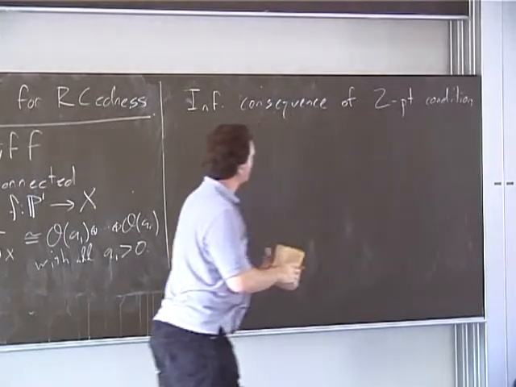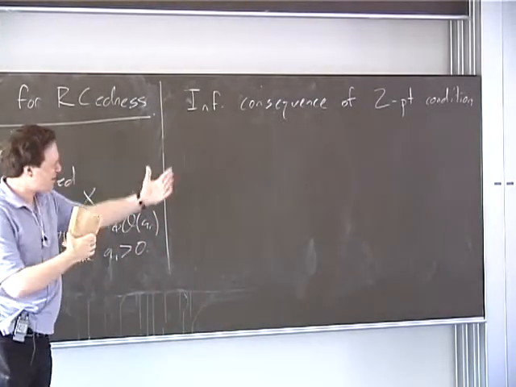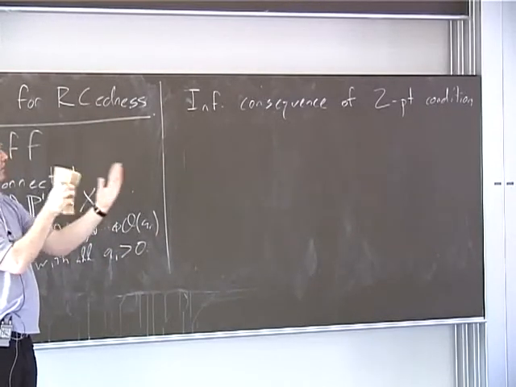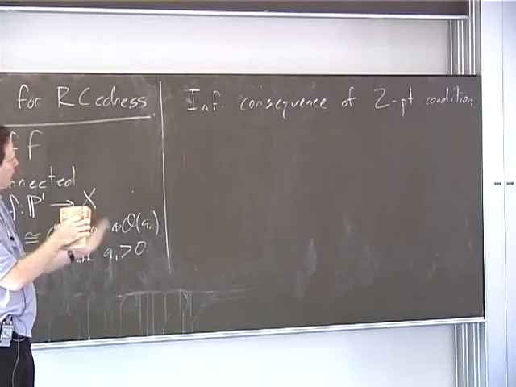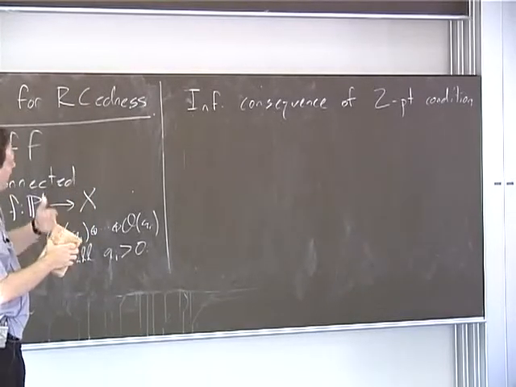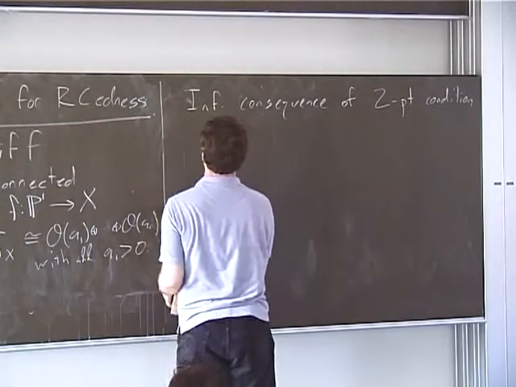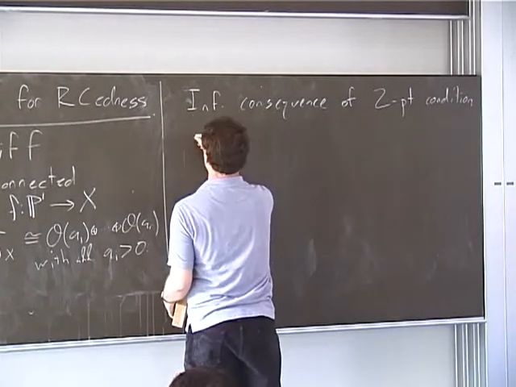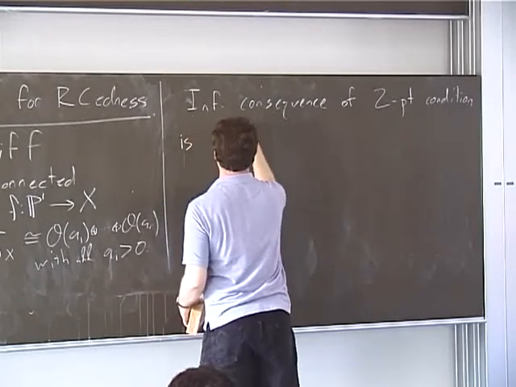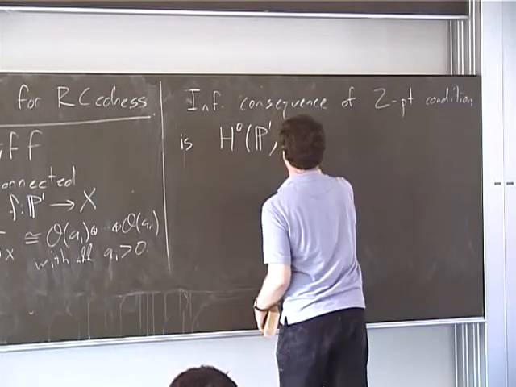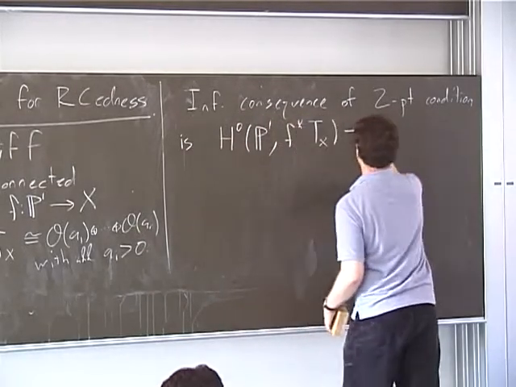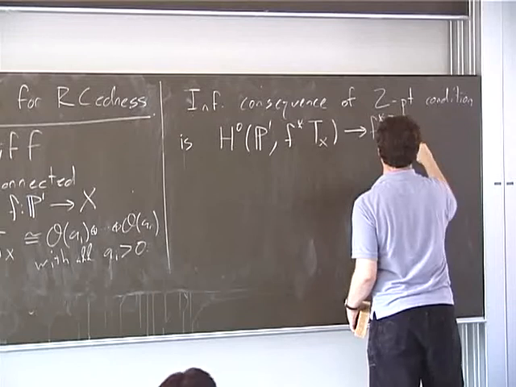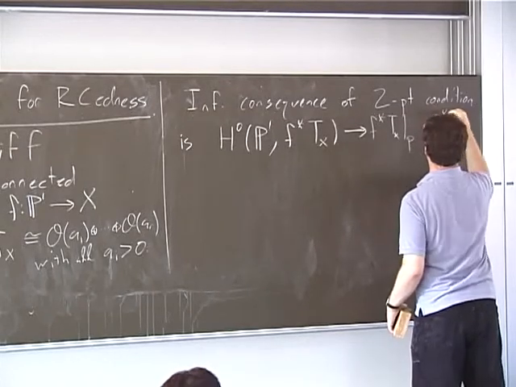So if you move your curve to first order, that means if you have a 1-parameter family of curves, and you look at one of the fibers, and you look at the derivative of that 1-parameter family, what that is is a normal vector field on the curve, or equivalently, a tangent vector field on the curve. So it turns out that the infinitesimal consequence of this 2-point condition is that the map from the pullback to just evaluating at these 2 points, so evaluating at P and evaluating at Q, is surjective.